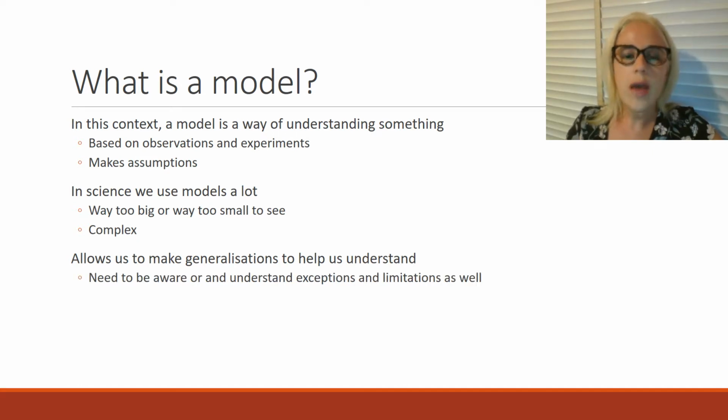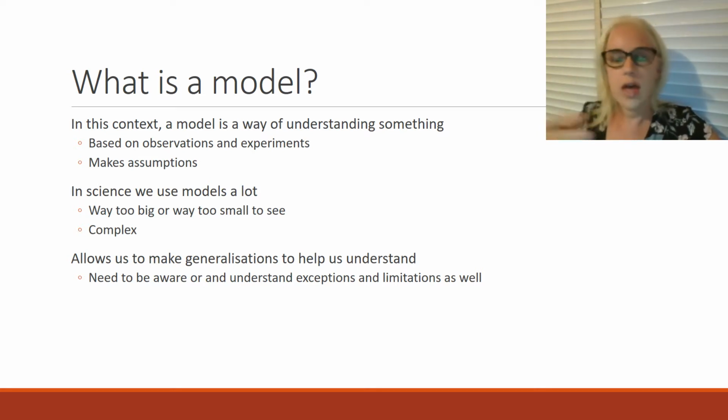So we need to be aware of and to understand the exceptions and limitations as well. We need to realize that a model doesn't explain every single situation that there is, that there are exceptions to particular things, and that each model does have its limitations. And indeed, for some things, there might be several different models that explain the observations and experiments about that particular concept. So models aren't perfect, but they're still very good, and we just need to be aware of the exceptions and limitations.